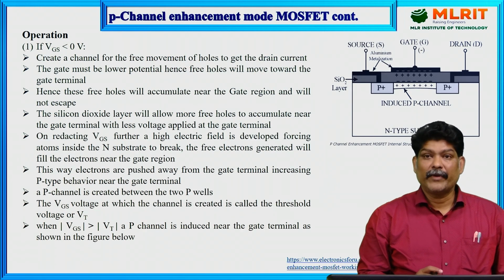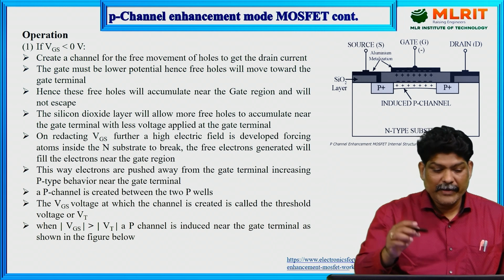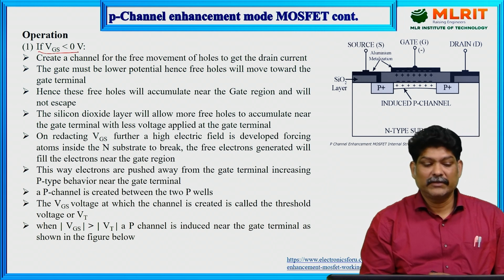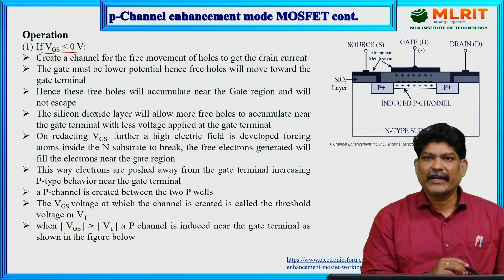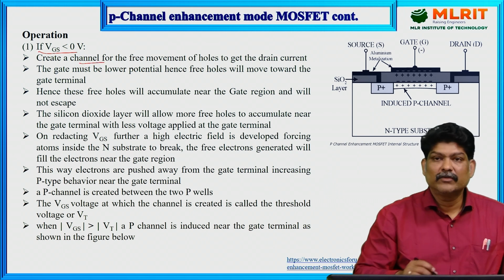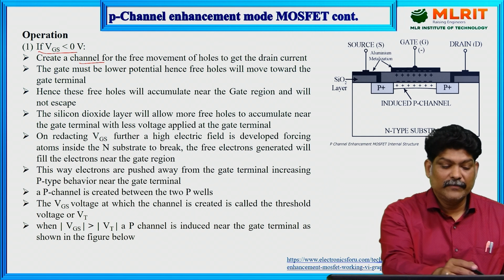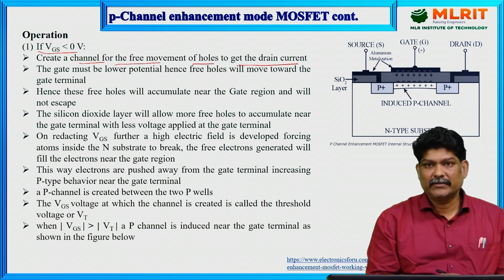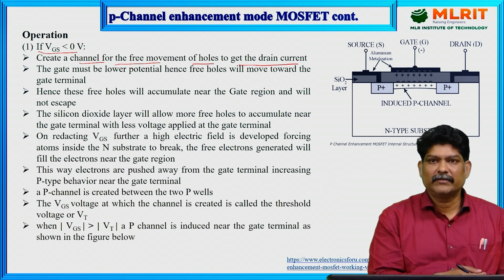Let us see the operation of the P-channel enhancement mode MOSFET. First, consider the gate to source voltage to be very low, that is less than 0, a negative value. Here we have to create a channel for the free movement of holes to get the drain current. Once the channel is created, drain current can be generated.